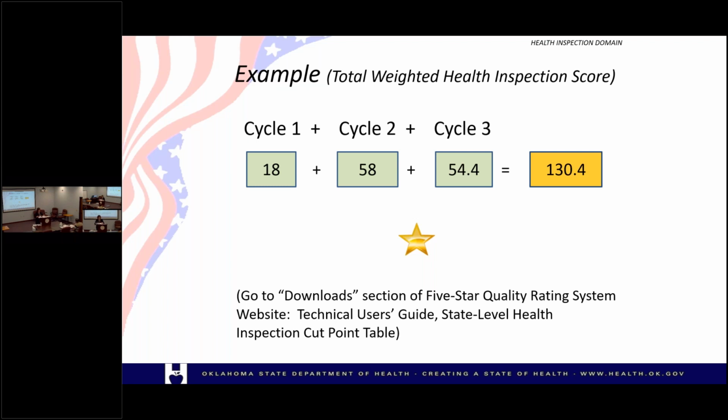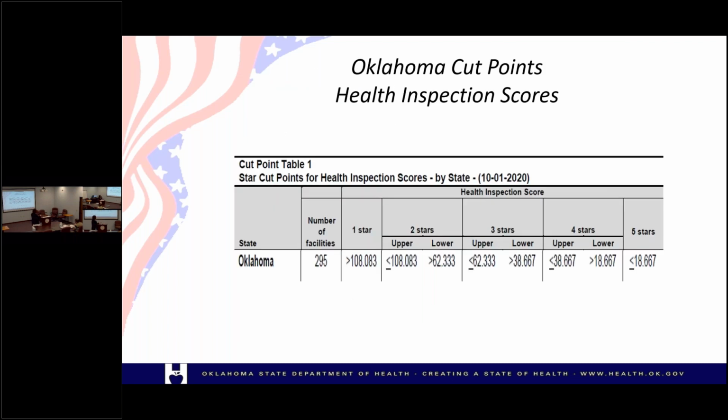From there, you have to go and look at what they call the cut point table. And this is your cut point table as of October 1st, 2020. And this changes sometimes every month, sometimes every quarter. It just depends on CMS. So for Oklahoma, we have 295 facilities currently. So we take our 130.4 points, and under 1 star, it says greater than 108 points, it's going to be 1 star. So we know that this facility got a 1 star for their health inspection rating.